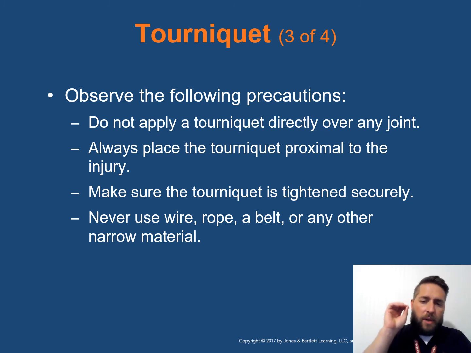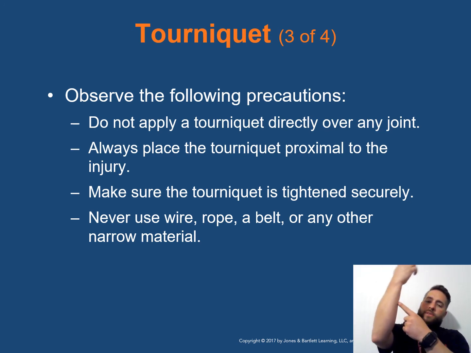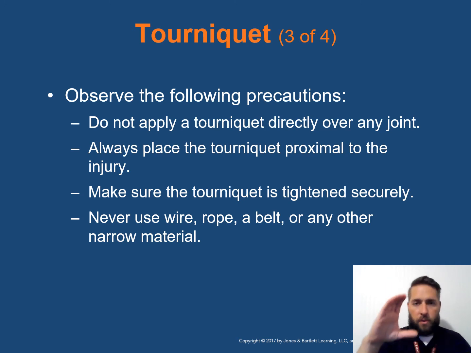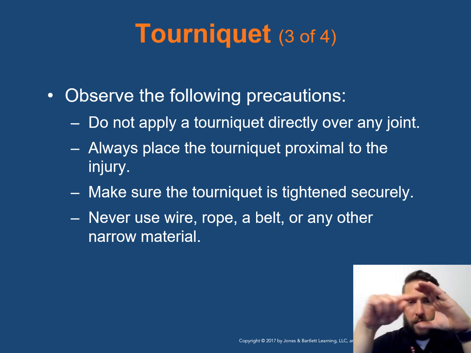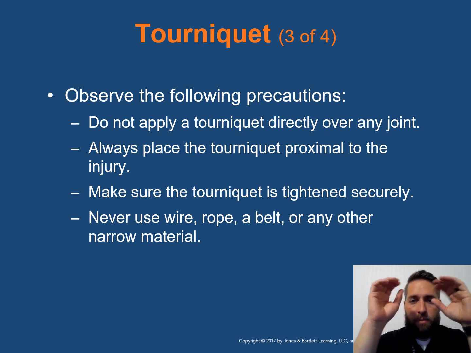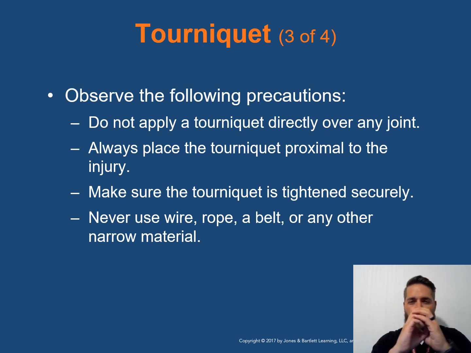So do not apply it directly over a joint. If you have a cut, say here, don't apply it here at the elbow. Likewise, if the wrist or the hand is bleeding, don't apply it at the wrist. It has to be against some type of bone. Essentially, inside we have our bone and we have our vessel. So we're compressing the tissue down to where the vessel collapses against the bone. That's essentially what you're trying to do: squeeze it so tight that the vessel actually is blocked off.